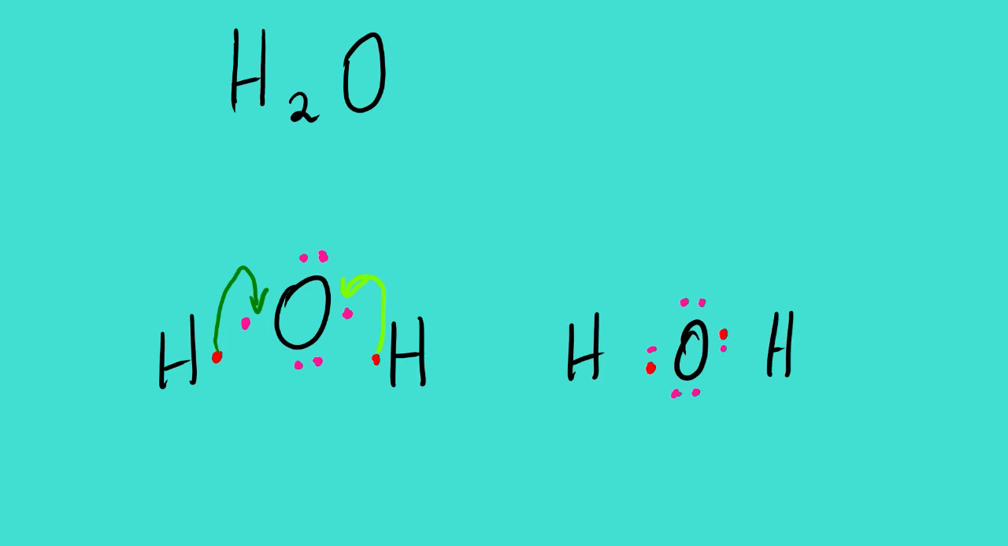Now counting the number of electrons for hydrogen, the first one we have 1, 2, it's okay. The second one 1, 2, it's okay. And then when we count for oxygen, we have 1, 2, 3, 4, 5, 6, 7, 8. We can also draw it like this.